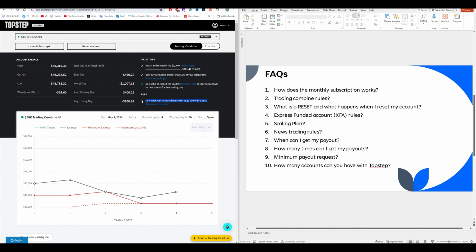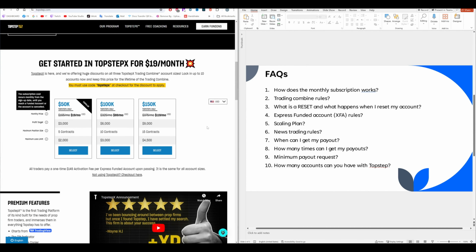And here is the most important rule that you need to keep in mind, which is not letting your account go below $1,400, which is that $2,000 of drawdown for a 50k account. That's basically what you need to follow in order to keep your trading combine or challenge account active. So right now we're gonna go over some FAQs because a lot of people have a lot of confusion when it comes to Topstep and all the rules, and they're pretty easy to understand.